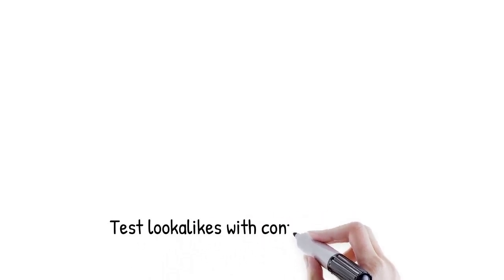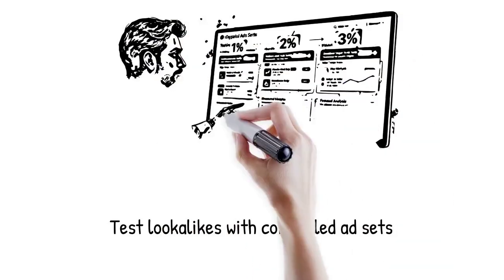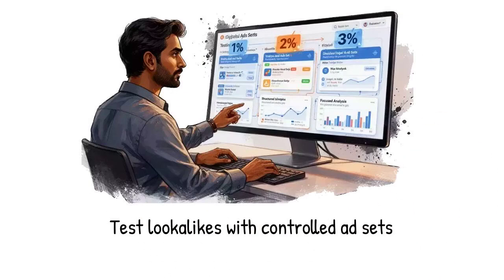Test lookalikes in controlled ad sets, one variable at a time. Testing is where most advertisers fail. They change too many things at once. Here's the pro method. Step 1. Create separate ad sets for each lookalike: 1%, 2%, 3%, etc.